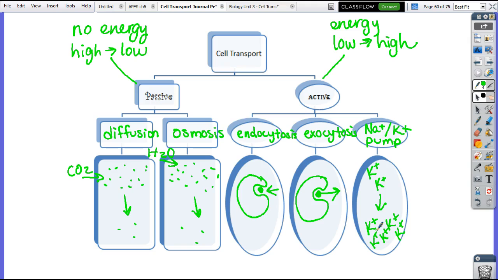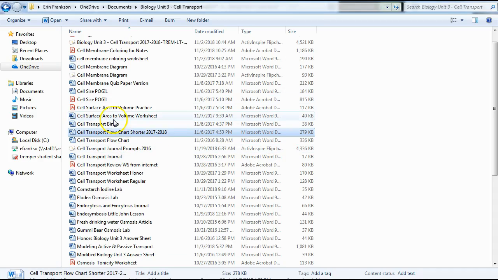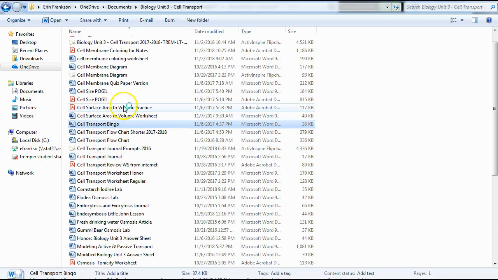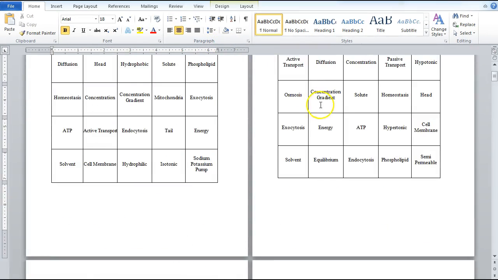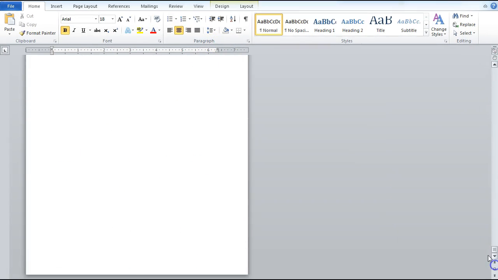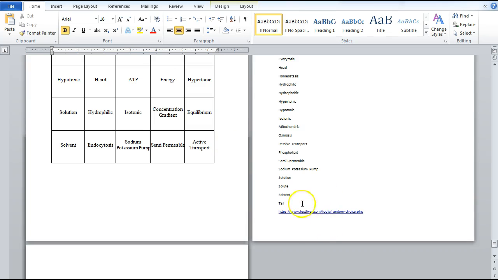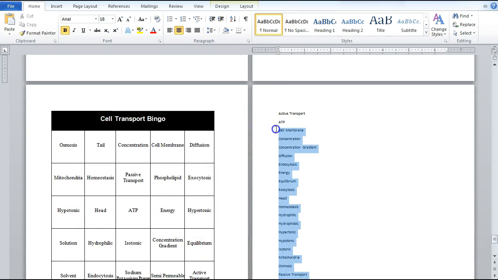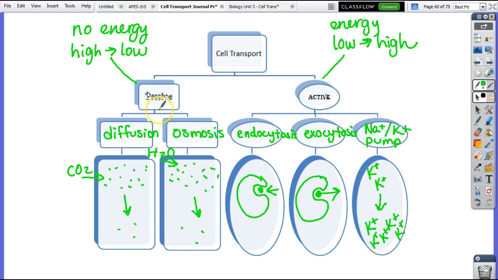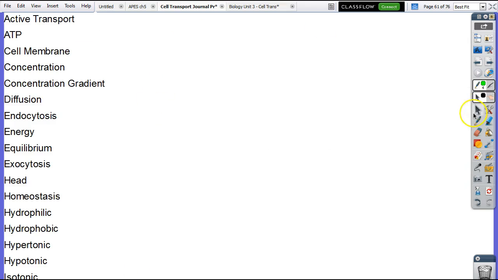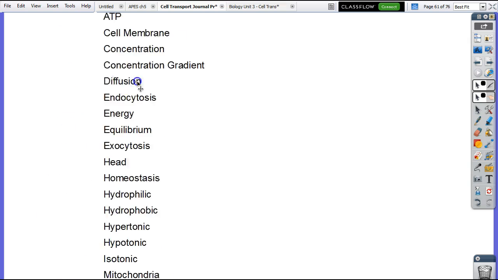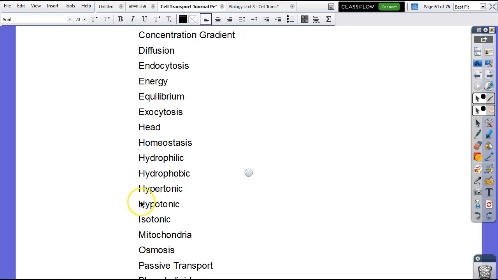And while you're doing that, I'm going to pass out some sheets. We are going to be kind of playing bingo to review. So you guys are going to make your own bingo cards. So I have some words, so I'll pass out some of those bingo cards. You'll write down the words in whatever order you would like.